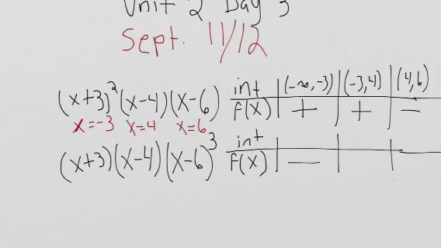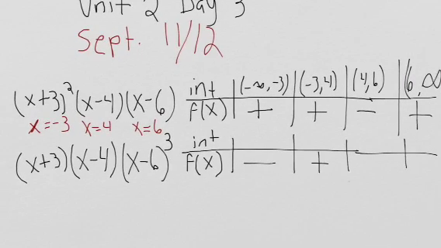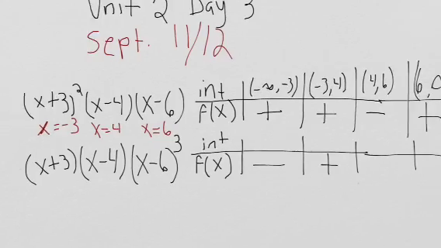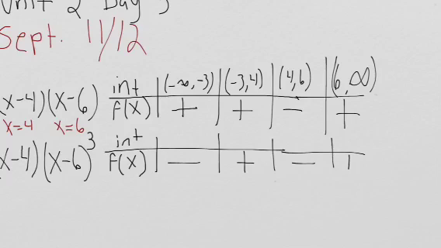Okay, what happens at x equals 3? Or sorry, -3, it crosses because that's multiplicity 1, so it switches to positive. Okay, what happens at x equals 4? It crosses again, back over to negative. And then what happens at x equals 6? It crosses back over to go positive. Okay, so we have an end behavior of down, up, which is what we would expect with the degree.